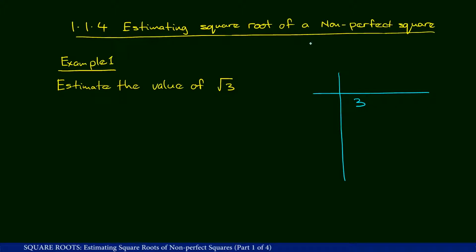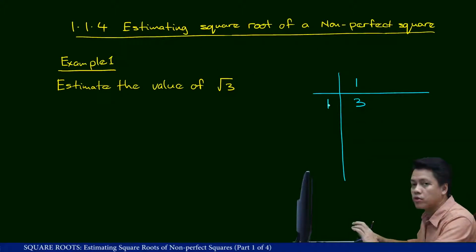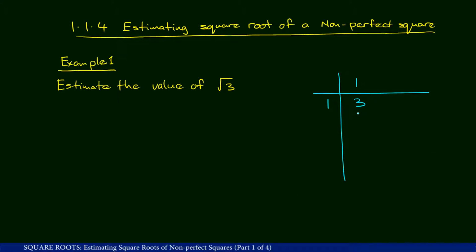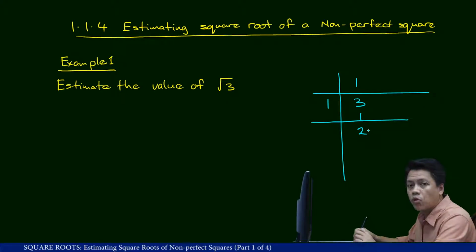3. So what would be the divisor then? It should be 1, because it could not be 2, because 2 squared is 4. It's already more than 3. So it is 1. So 1 times 1 is equal to 1. And the remainder is 3 minus 1, which is 2. So that's how far we can get.